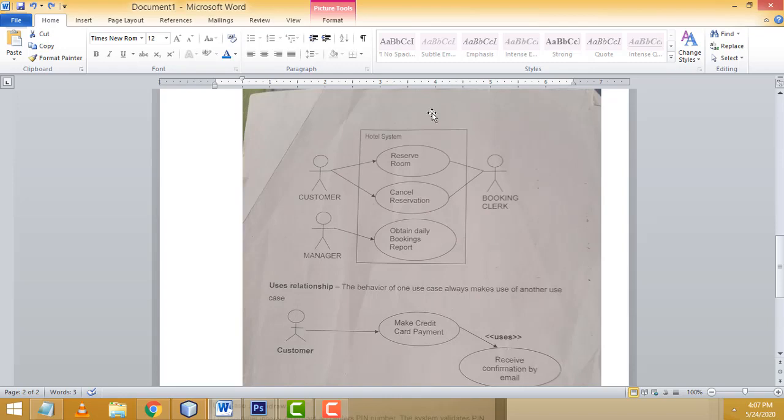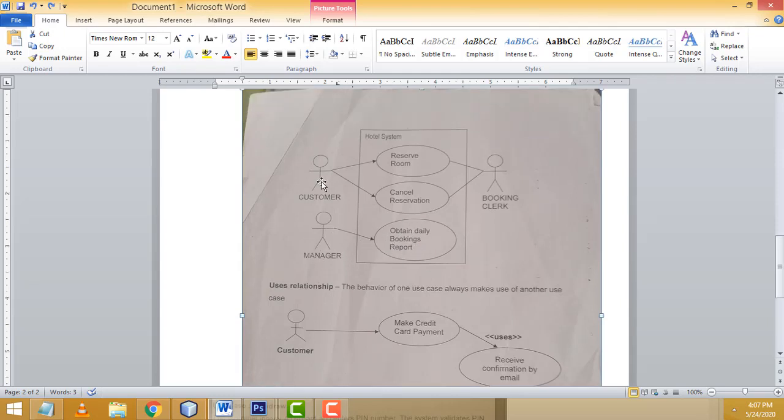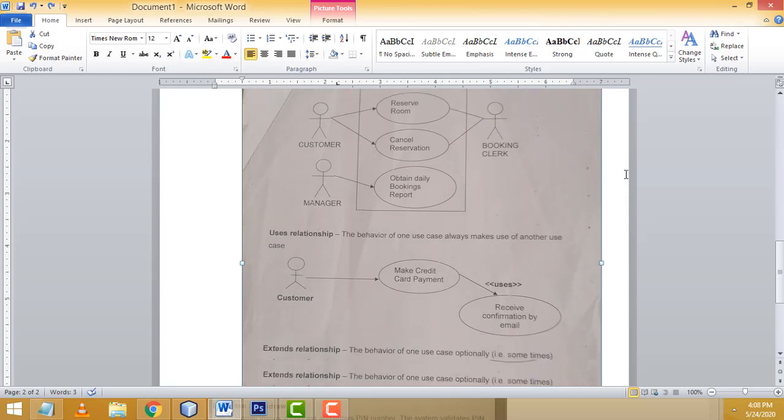This is like online, right? So here the manager is the person who can obtain the daily booking report, okay? They can check all the room reports, right? What the reservations are on a particular day, what amount is coming in that particular day, all of that they will be able to check. That is the manager part, okay? There are three actors in the hotel system, right?